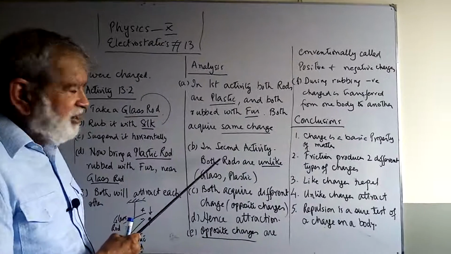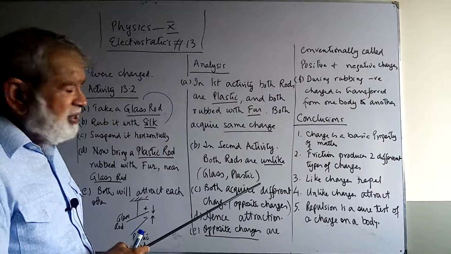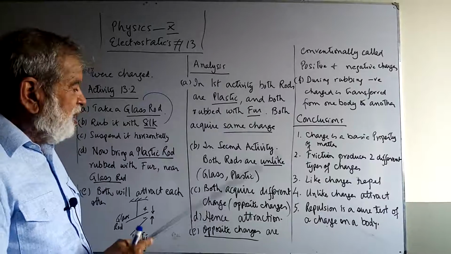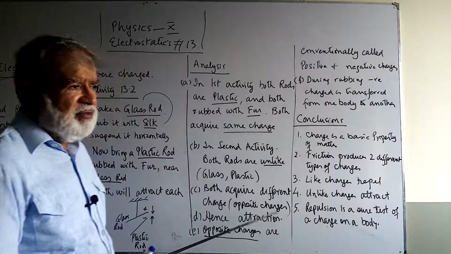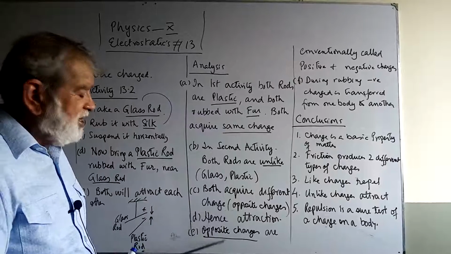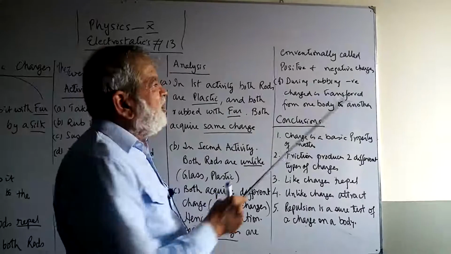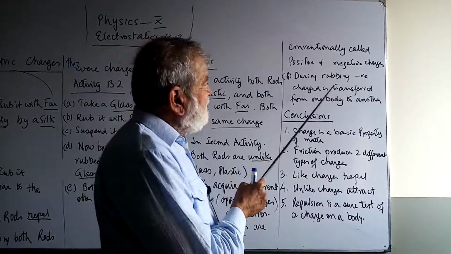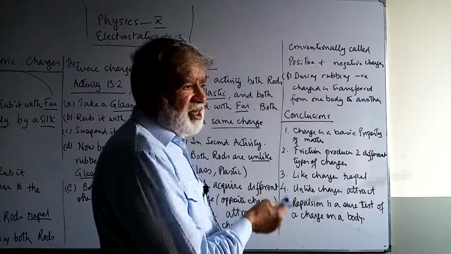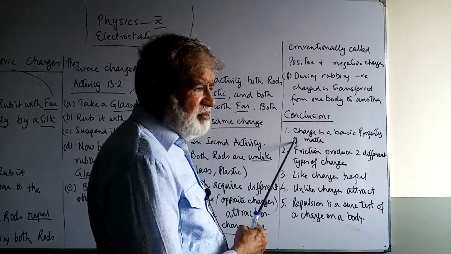In the second activity, both rods are different. They are made of different materials, glass and plastic. Both when rubbed with different materials, fur and silk, acquired opposite charge, hence attraction took place. These charges are conventionally known as positive and negative charges. During rubbing, negative charge is transferred from one body to another. Conclusion: charge is a basic property of matter.